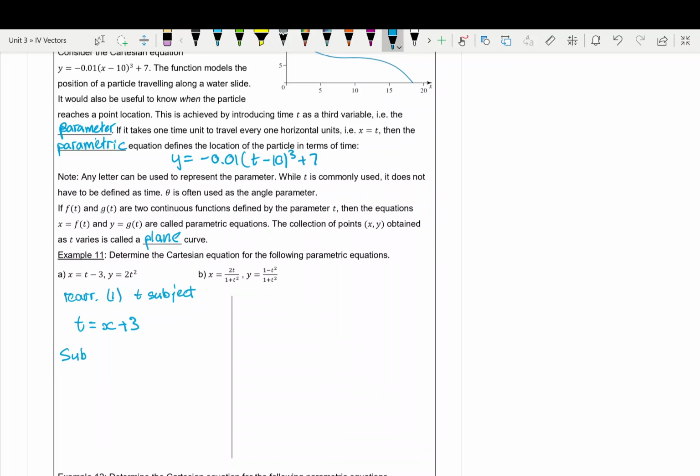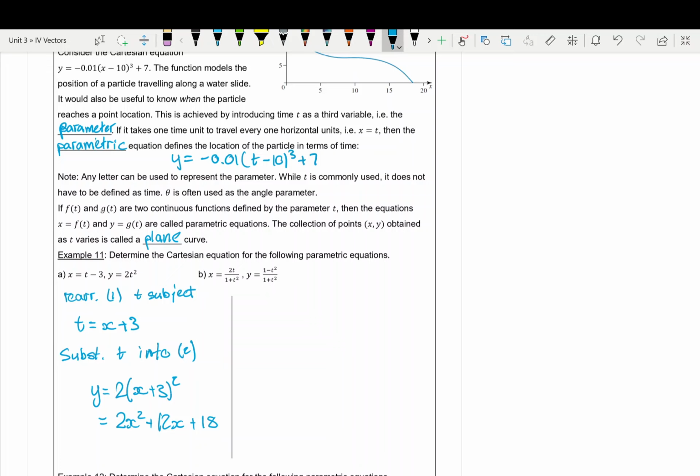We can then substitute t into equation 2, and we get that y equals 2 times (x plus 3) squared, which means y equals 2x squared plus 12x plus 18. So that's going to be our Cartesian equation for part A. For part B, it's a little bit trickier.